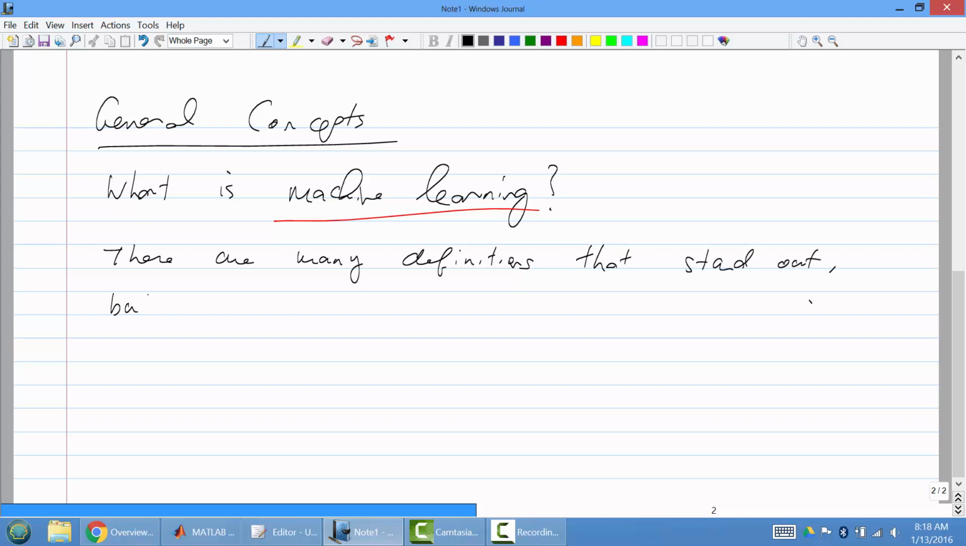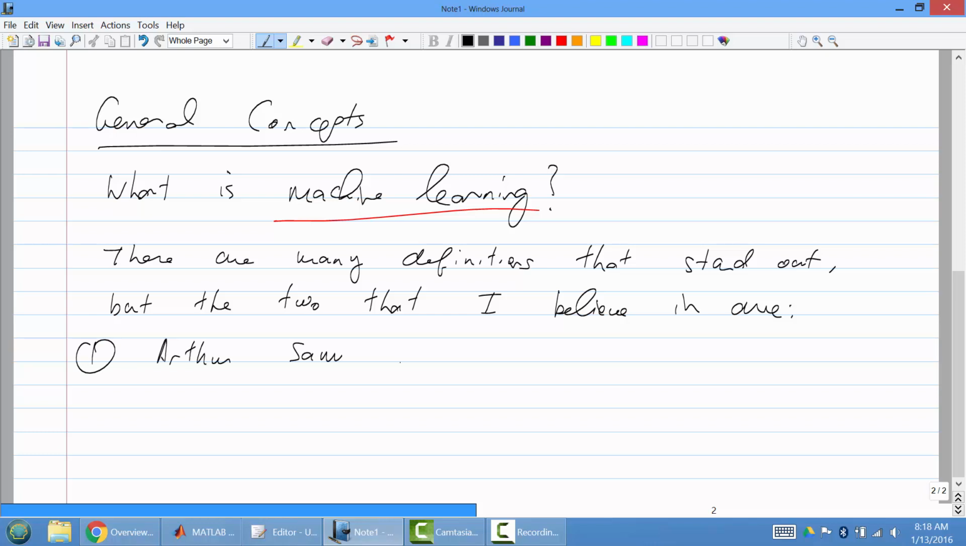So there are many definitions that stand out, but the two that I believe in are. Okay, so the first definition was by a research scientist by the name of Arthur Samuel, and he made this definition of machine learning in 1959. It's the definition that I mentioned earlier as we were introducing each other. It's the field of study that gives computers the ability to learn and do tasks without explicitly being programmed.